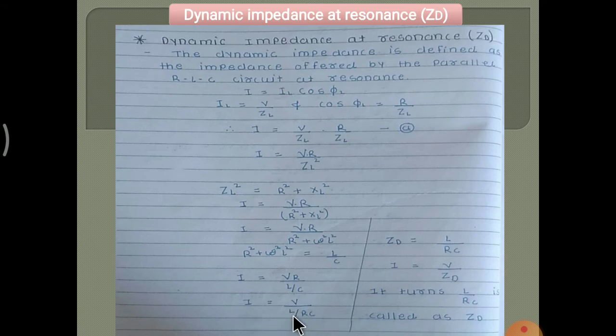Here we know the formula, I is equal to V upon ZD. So this term L upon RC means ZD. So ZD is equal to L upon RC. This L upon RC is called ZD, the dynamic impedance of resonance.